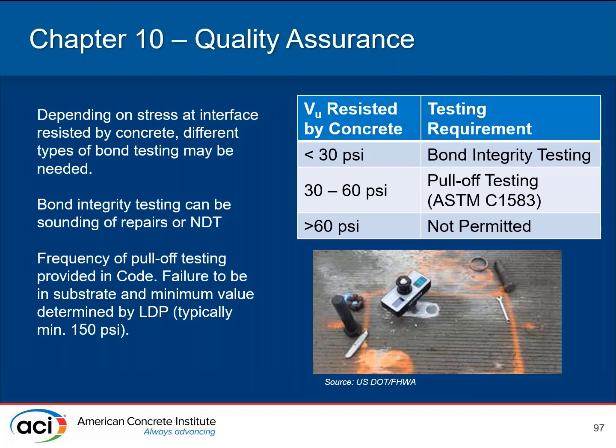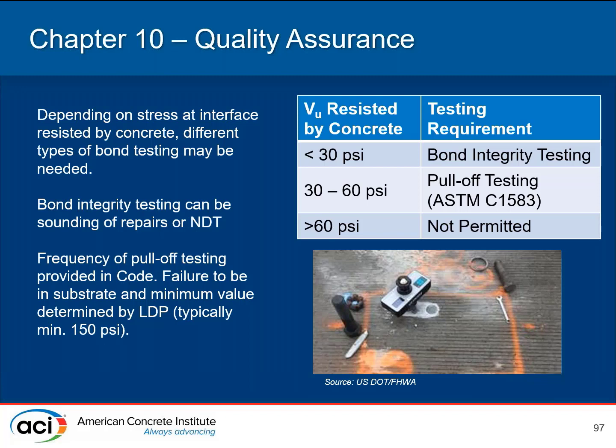Pull-off testing is required by the code at a higher level of stress, between 30 and 60 psi, as it's written right now. The frequency of that testing is all mandated in the code, and this needs to be communicated to the contractor. But again, this is very specific to a repair project.